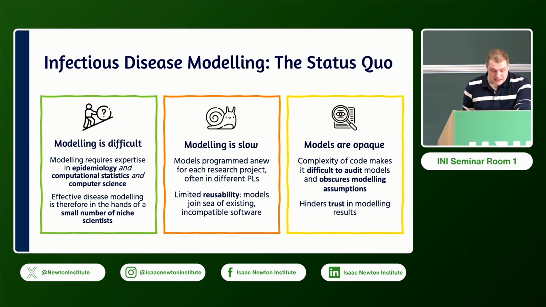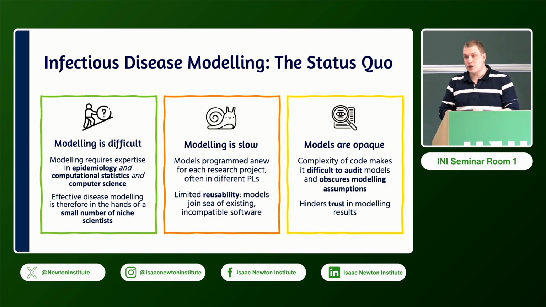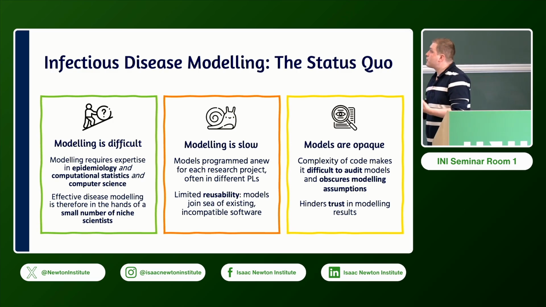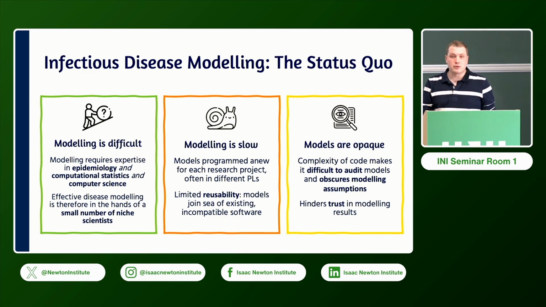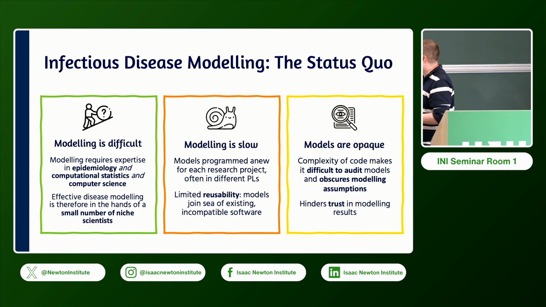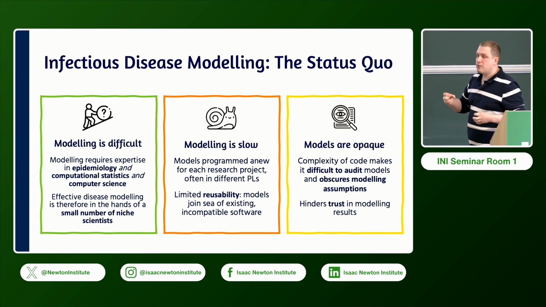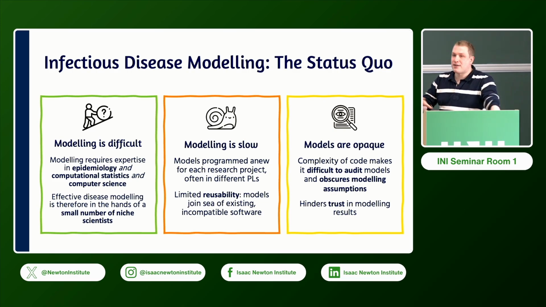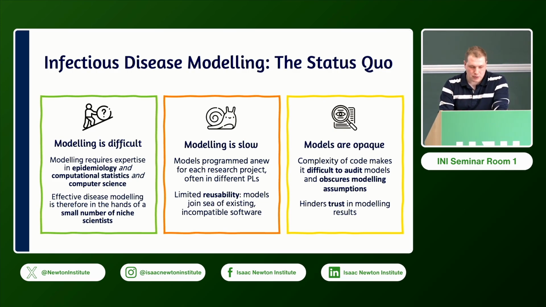The next thing is that modelling is slow. Models are programmed anew for different research projects. People have their own libraries and languages that they like to use, and this gives us limited reusability. Even if people do release their code, it's not in a standard place, it's not indexable, and even if you did want to reuse things, you'd have to write your own adapters, and so on.